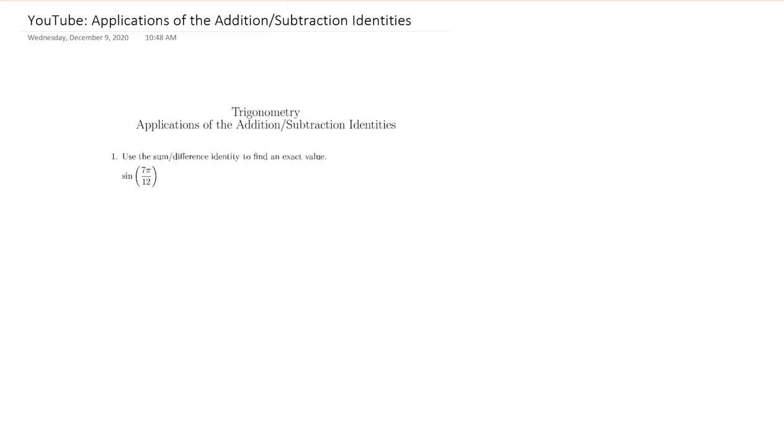But if you have, we're going to get going and look at 3 different types of application problems your teacher is likely to ask you. The first of these problems is just asking you to evaluate a trig function using your addition and subtraction identities.